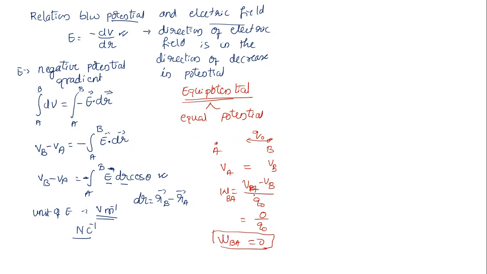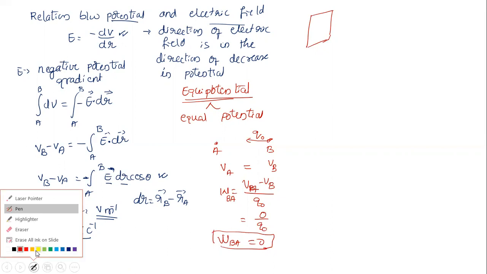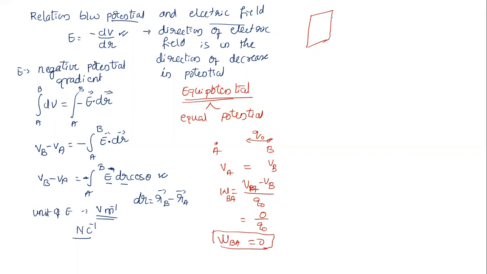It is 0. That is one property. Now, if I take an equipotential surface like this, the electric field is always perpendicular to the equipotential surface. The electric field always makes an angle of 90 degrees with respect to this surface. So the electric field is always perpendicular to an equipotential surface.